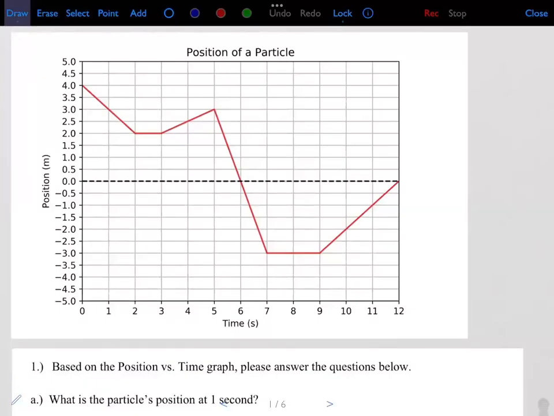So in this video, what I want to do is go over the solutions to the in-class practice on the graphical interpretation. Okay, so for the first question here, we're given this position versus time graph.